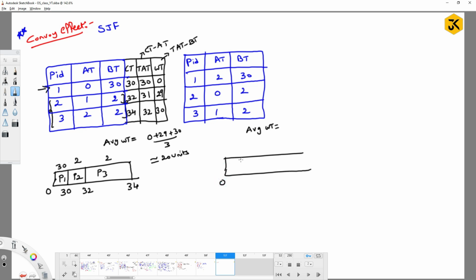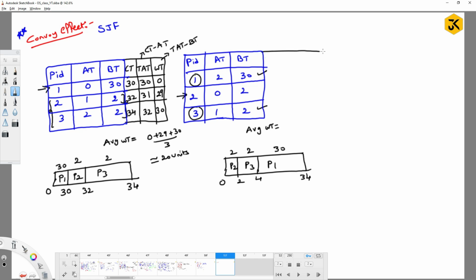At 0 units of time, process 2 is available, so it will be executed. By the completion of 2 units, P1 and P3 both are available. As we are applying the SJF algorithm, which one will be given the chance, 30 units of time or 2 units of time? 2 units of time. So P3 will be executed for 2 units, done by 4, and then the chance is given to P1 for 30 units of time, that is 34.